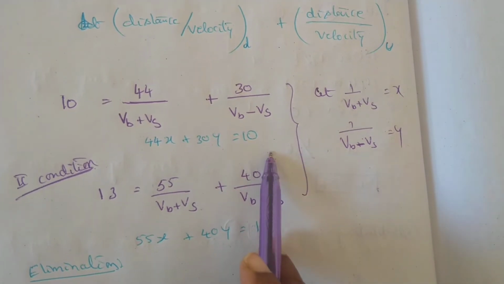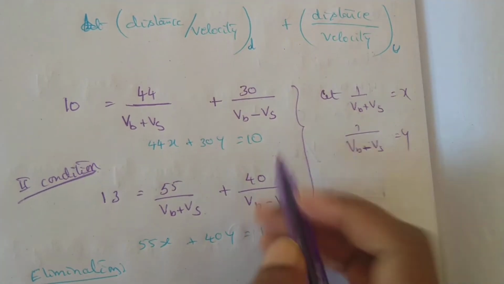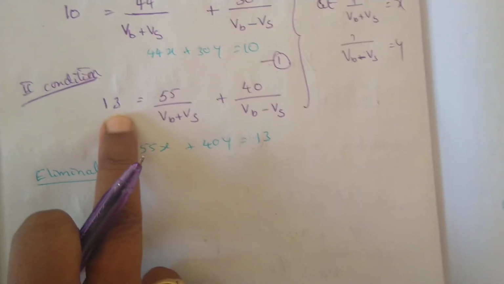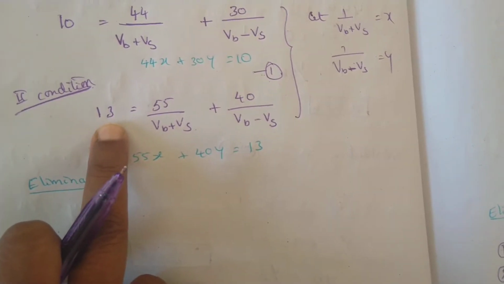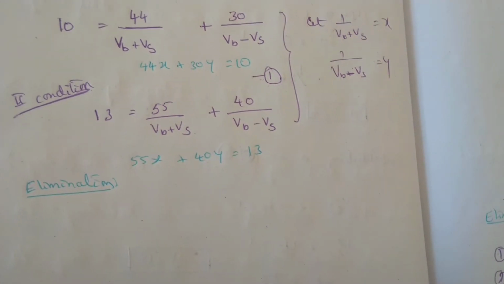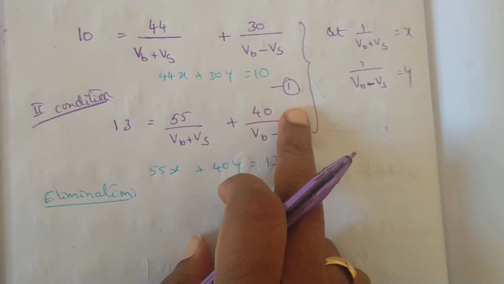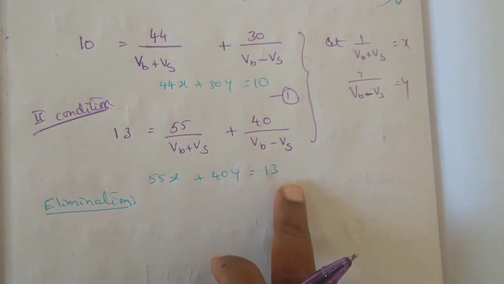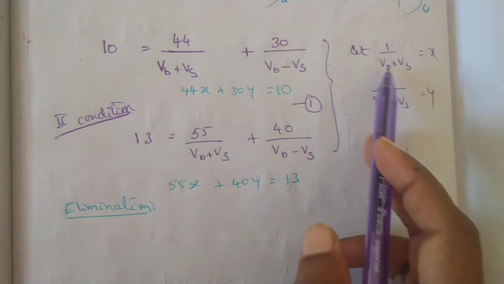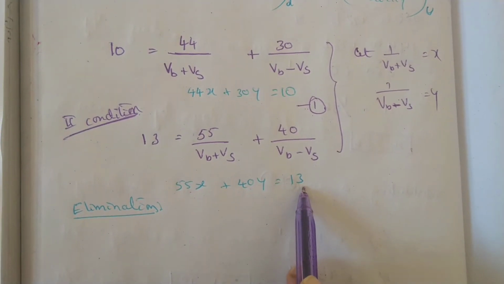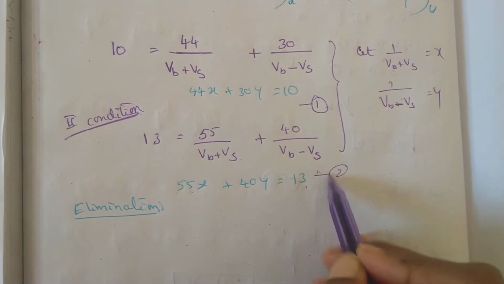So we got one equation. Let this be equation 1. Now second condition. It is given that 13 hours time is taken, and this is 55 kilometers downstream and 40 kilometers upstream. Okay, so applying the same condition here, you will get 55x plus 40y is equal to 13. So let this be equation 2.